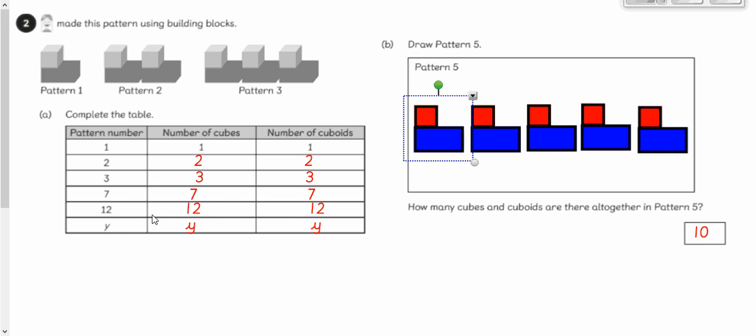Pattern number Y, there's going to be Y number of cubes, it's going to be the same number as the pattern number, and number of cuboids, it's going to be Y as well. Draw pattern number 5. Now I couldn't work out how to make the cuboids, so I've done rectangles and squares, but you'll get the premise.